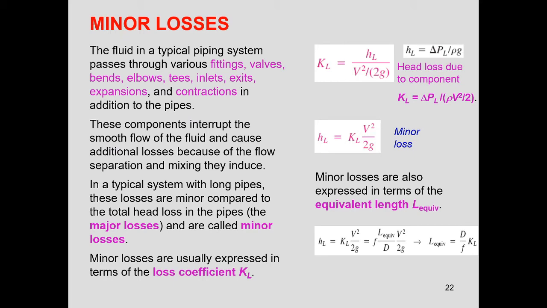Okay, we have covered major losses. Major losses are because of the friction. Now we go to the minor losses.